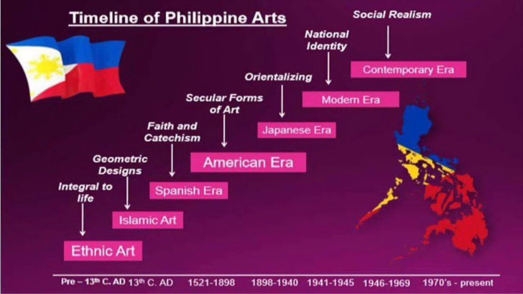The next period of Philippine art is the Japanese era, 1941 to 1945. The characteristic of Japanese art is orientalizing. Orientalizing because when the Spaniards and the Americans came, those are areas of the Occidental or Western, while Japan is in East Asia. That is why the characteristic of Japanese art is orientalizing.